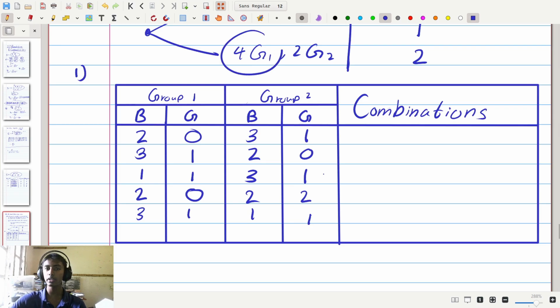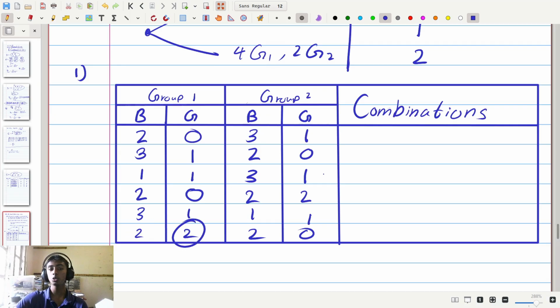As for the case where both girls come from group 1, we will have 2, 2 and 2, 0. Since we select 2 boys from group 1, 2 girls from group 1 and 2 boys from group 2. So this is all the possible combinations.